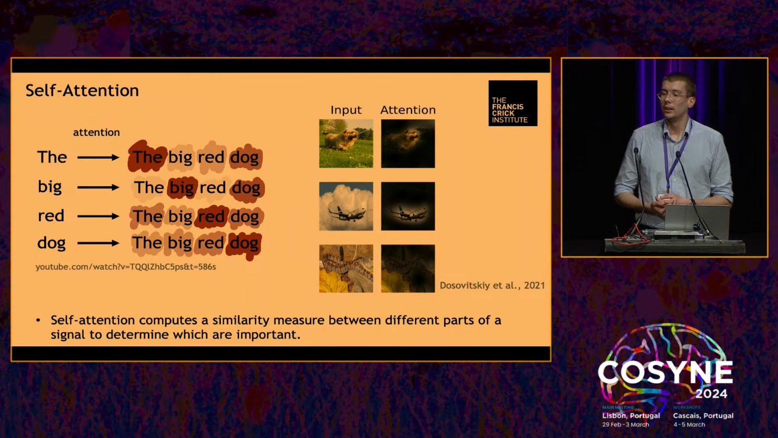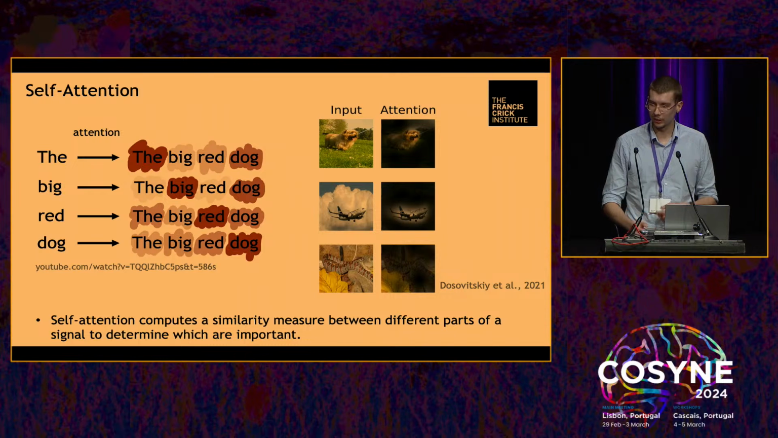So for instance, if you have textual data, such as the sentence, the big red dog, you're going to compute an attention matrix, which is going to tell you, for each word, which are the other words that are important in the sentence to make syntactic sense of it. So for "the," that's the definite article, which relates to "dog," and so on for the adjective. You can also do that for images, for instance, and then you'd obtain an attention mask that tells you what's important in the image to be able to classify it, for instance.